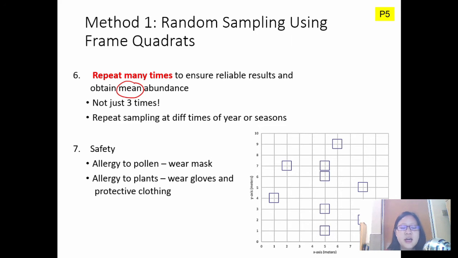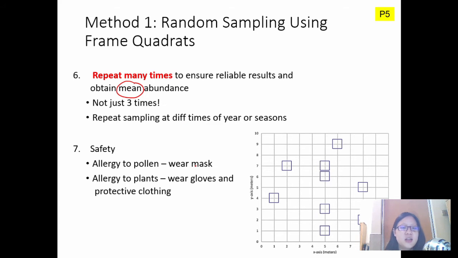But in nature, things can get, as you know, in Malaysia, if you go out to the field, there's a risk of getting bitten by insects. There might be allergic reactions to pollen, especially, and to plants, and you've got to have precautions. So wear masks, wear gloves, and protective clothing, etc. You know the drill.